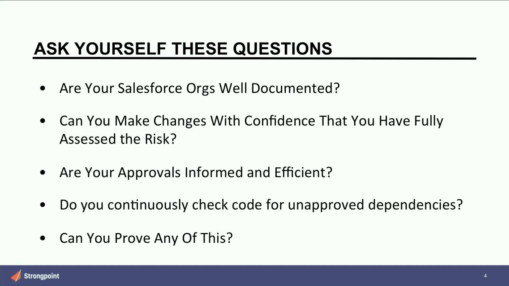The first step is asking ourselves a couple of questions. Do we have well-documented orgs, all of them, and is our documentation complete and up to date? Do we have confidence that every time we do a change, we did the proper impact analysis and risk analysis, and we know that change is not going to break something else? Do we have a good, efficient, and complete approval process for our changes, so that when we are going to change something, the key personnel get correctly informed and we have the approvals that we need?